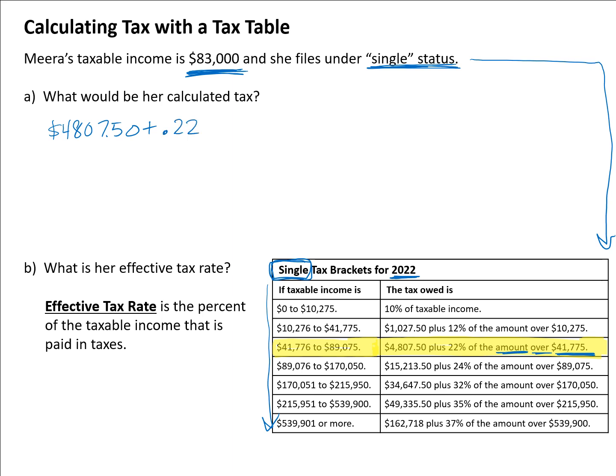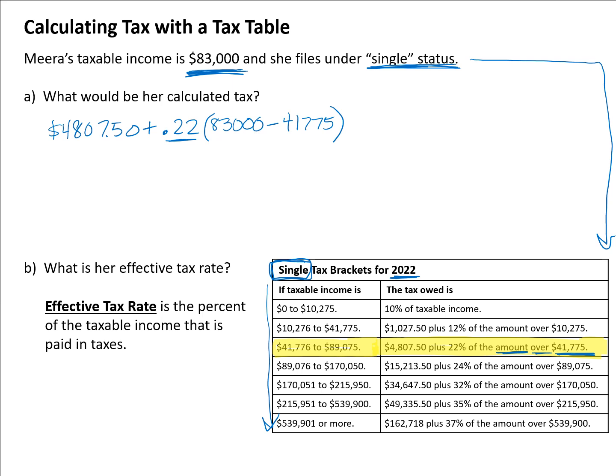For anything over that amount, I just want to subtract those two values from each other: 83,000, her taxable income, minus 41,775. Notice that 41,775 was basically the low end of this tax bracket where her income falls. We'll come back and talk about that in a minute, but she's only going to get charged 22% on anything that's over that boundary for this tax bracket.